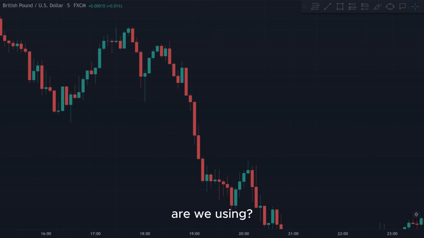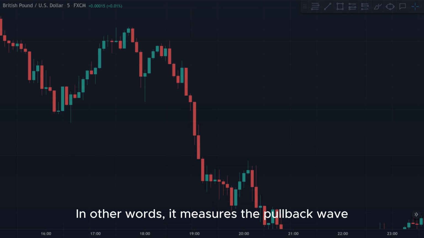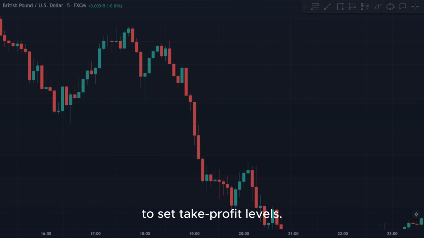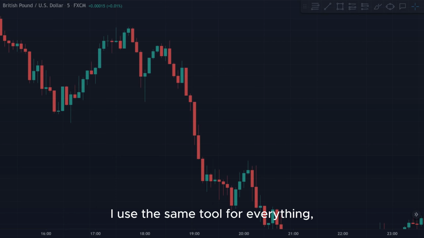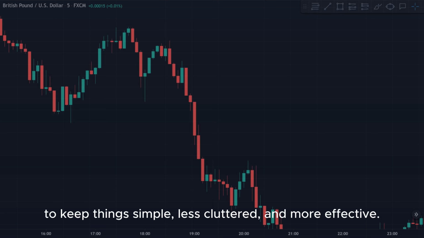So, what Fibonacci tool are we using? It's the Fibonacci retracement tool. For those who don't know, this tool is commonly used to measure whether the price pullback has retraced sufficiently. In other words, it measures the pullback wave to determine if it's likely complete, so we can prepare to enter a trade. However, few people use this tool to set take profit levels. For take profit, traders typically use a different Fibonacci tool. However, I use the same tool for everything, to keep things simple, less cluttered, and more effective.